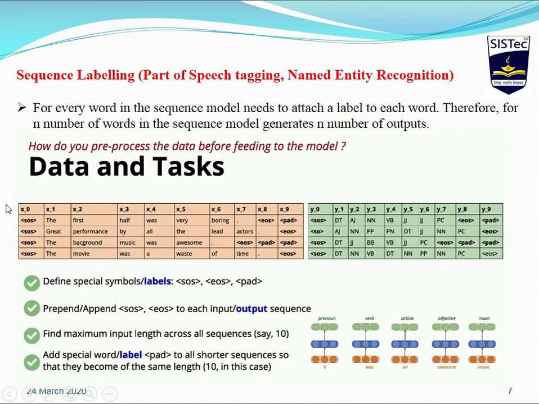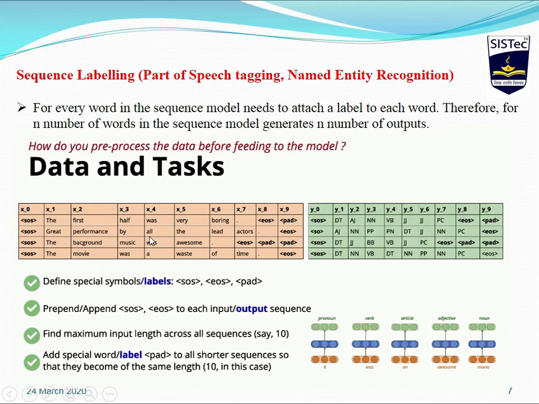Then we identify the number of unique words. What did we do then? We identified the number of unique words. So in the last example, the number of unique words was 24. Then what did we do? Each word was given a unique ID. So the same process is repeating here.